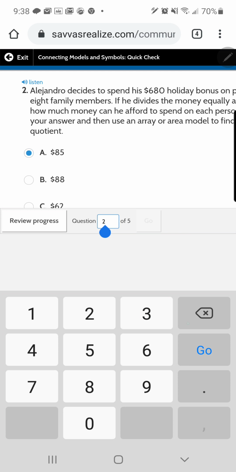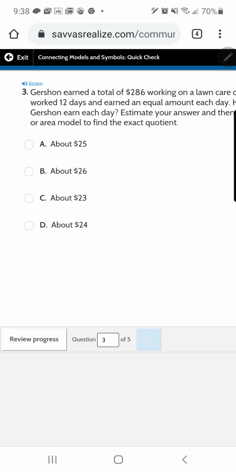Let's go on to number 3. Now this one, you have to be careful with it, all right? I know that it says estimate, but if you use estimation and compatible numbers with this one, you're going to get an answer that's going to be like a 30 or somewhere around there, okay? So all I'm going to do here is use my remainder to figure out about how much money I would need to earn each day. Okay, I'm not taking the time to read each question because you should have done that already, right?